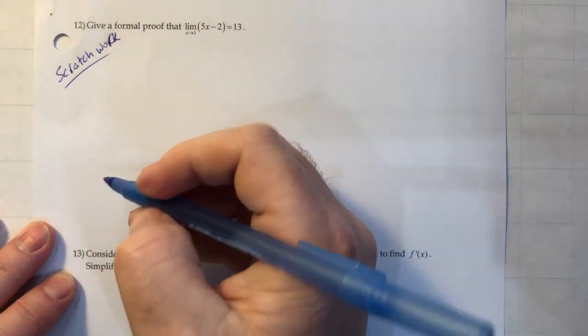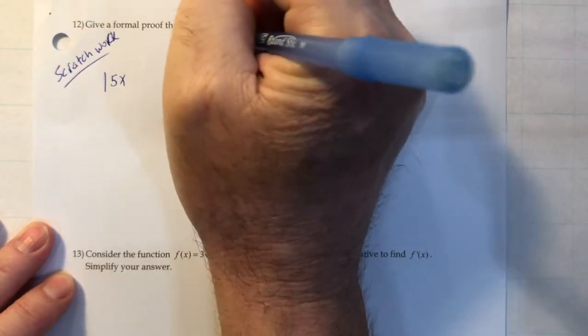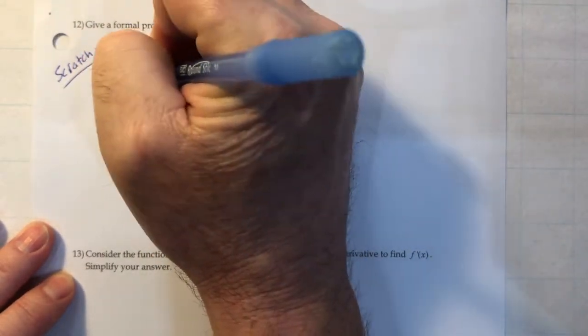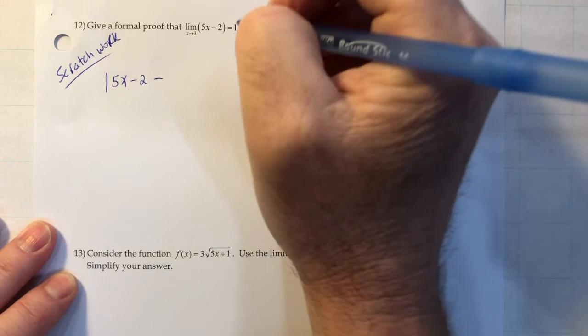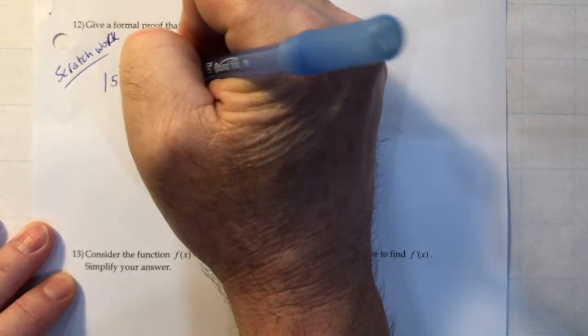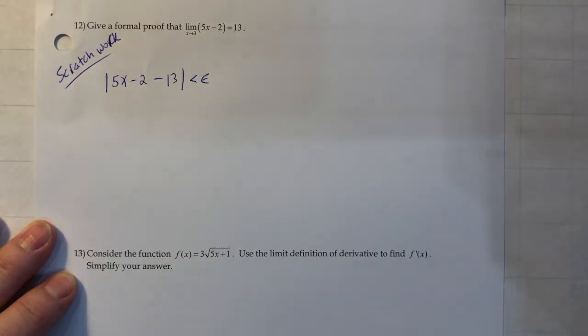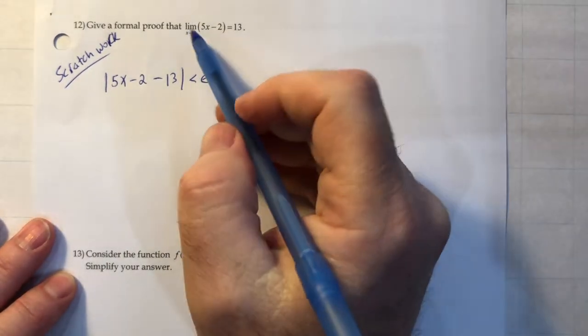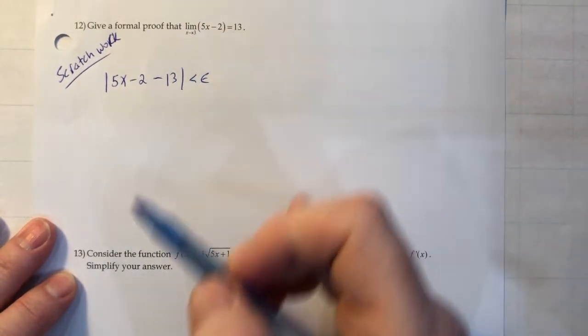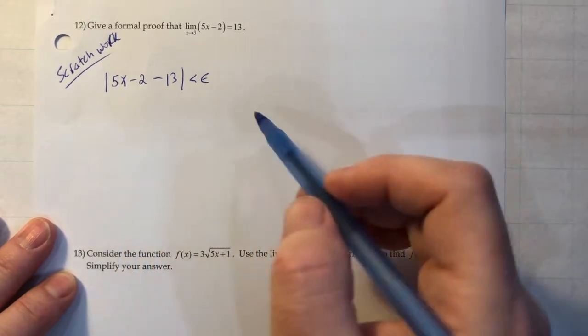So what you always want to do is start off with the absolute value of f of x, which is the inside part, minus the limit, which is the outside part. Set that to be less than epsilon and start to do algebra to try and get x minus a, or x minus 3, to be on one side and everything else on the other.